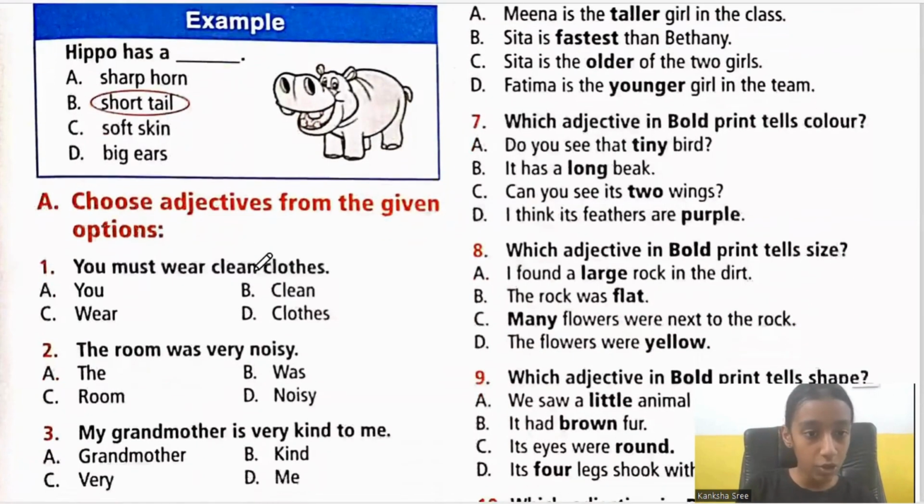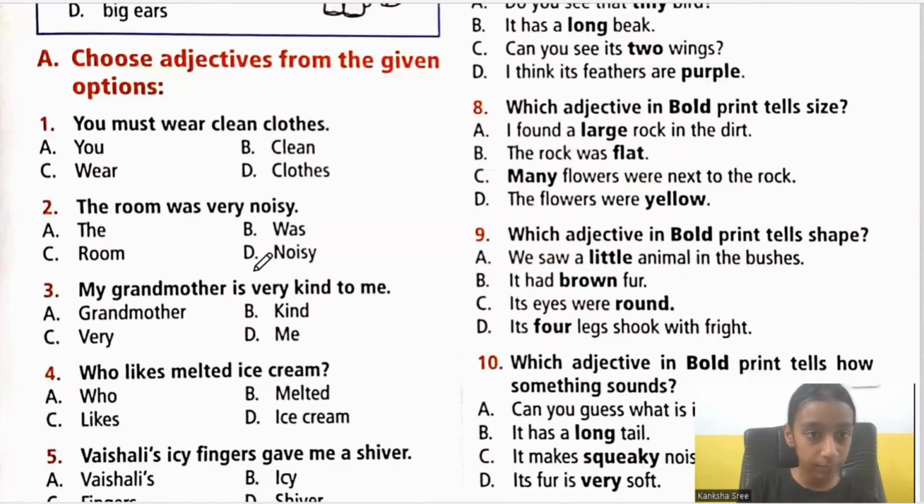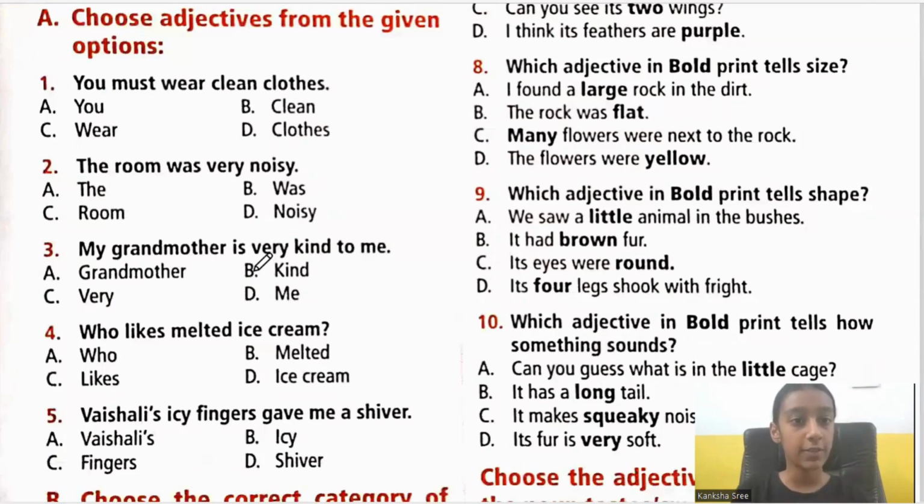So coming to the original exercises, choose the adjectives from the given options. First one, you must wear clean clothes. What is the adjective from the given options, children? It is clean, because clean says what kind of clothes you must wear. So clothes is a noun. Clean is describing more about the noun.